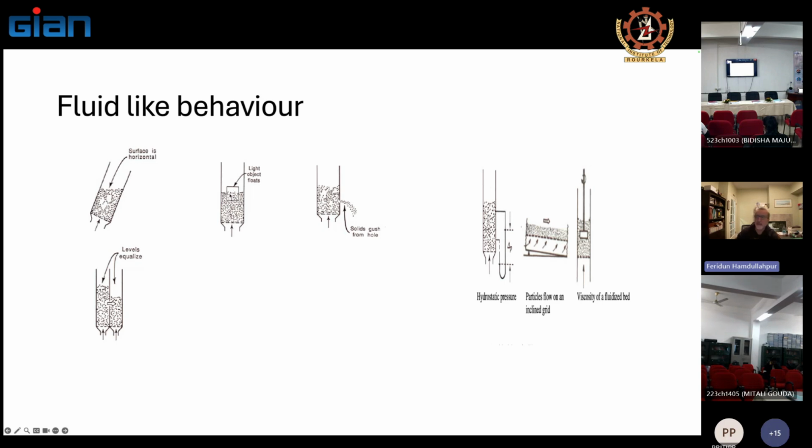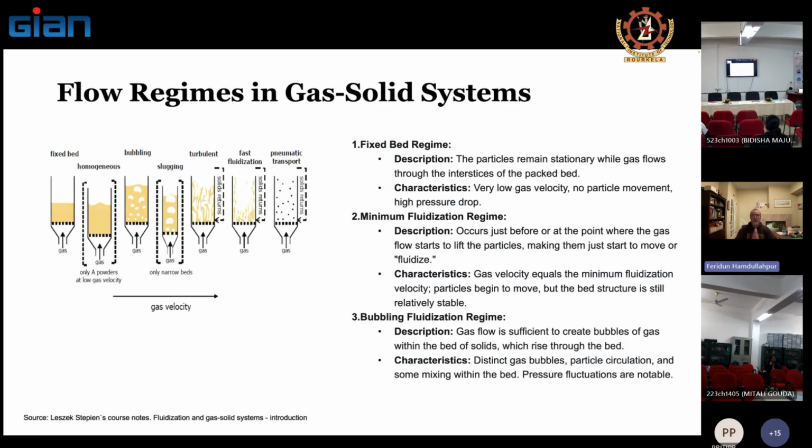If you put a light object into it, it will float. So if you put a little ping pong ball in there, it will float as if it is suspended in air or liquid. If you put a little hole here, it will gush out. So it will obey Archimedes' law, or the laws of hydrostatic pressure, as if it is fluid. Whereas here you have a suspension of solid and gas. So to get there, we need to go through various flow regimes.